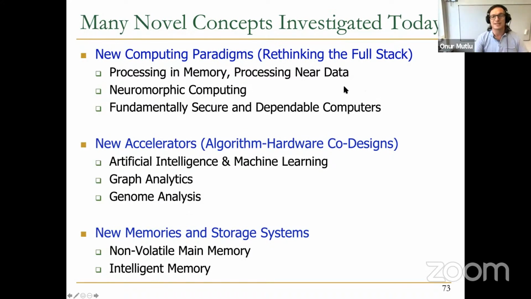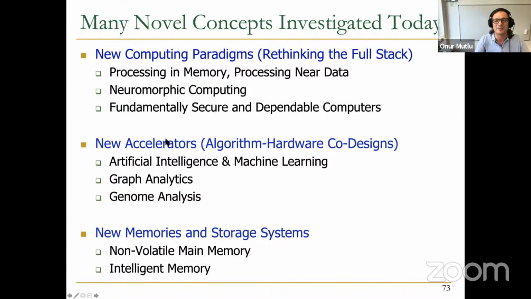For example, we're looking into new computing paradigms, which enable us to rethink the full stack. Processing in memory and near data processing are examples that we discussed. There's also neuromorphic computation, which has similarities with processing in memory, but is a more specialized form, in the sense that you're looking at spiking neural networks and trying to imitate them in hardware. That's also interesting, certainly. And in research, people are trying to work on fundamentally secure, dependable, and robust computers. And industry is hopefully going to get to that point as well, with more demonstrations of these security problems and how important they are.